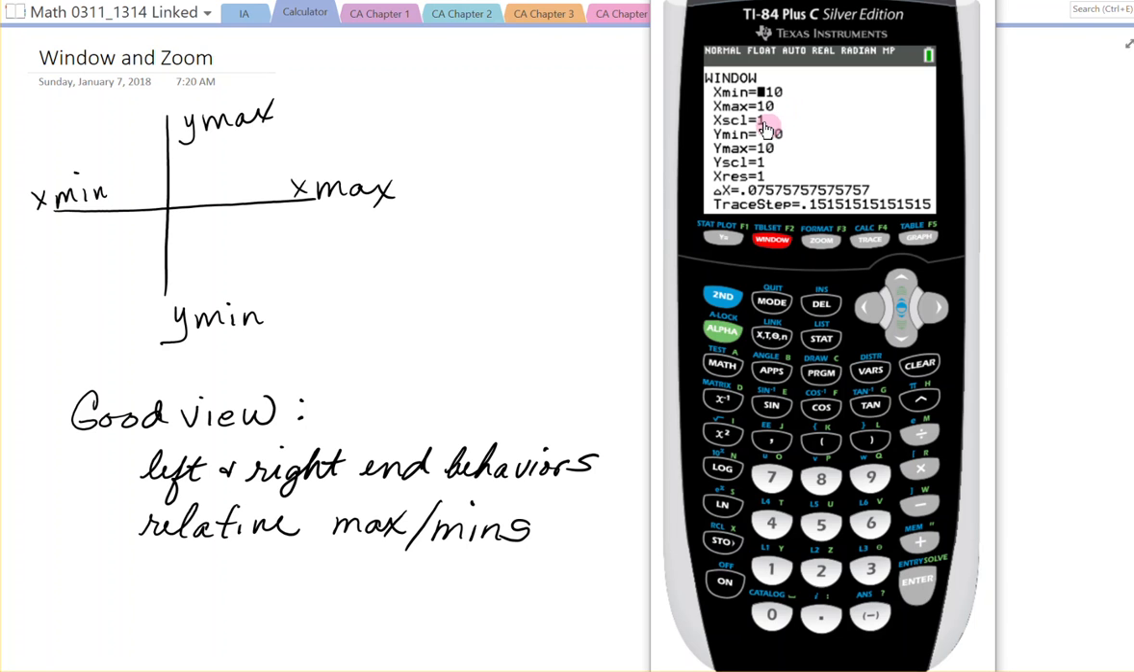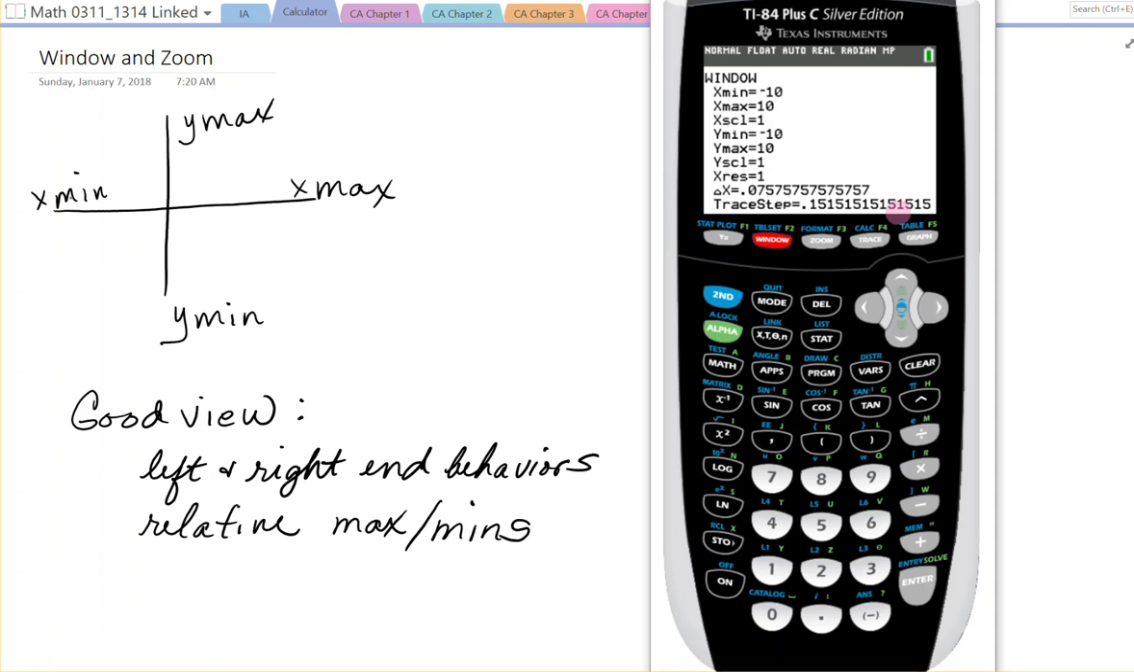Now, there are also x scale. That tells you when you see tick marks, are they counting by ones? Are they counting by fives? What are they counting by? Y scale on the y axis, when you see the tick marks, are they counting by ones or fives or what? We will not work with the resolution or the delta x or the trace steps. We won't look at those at all. Some of your calculators don't even show those.